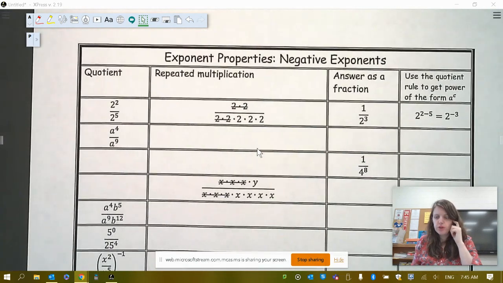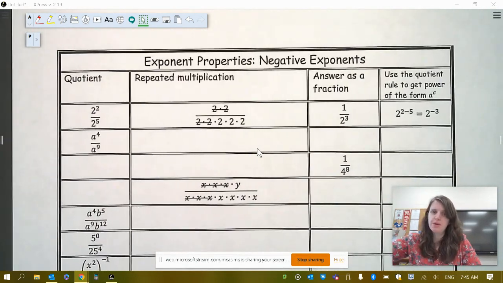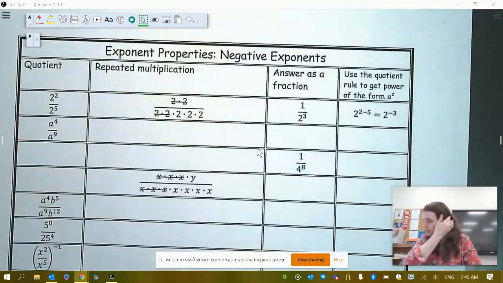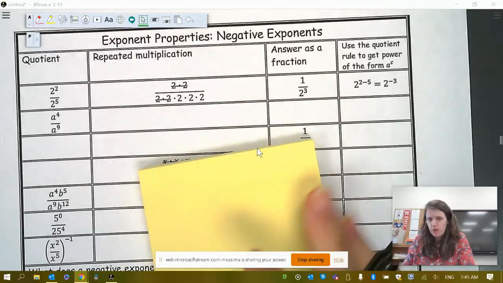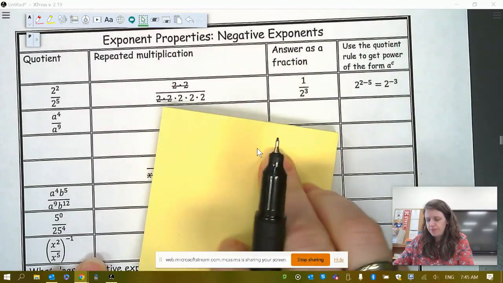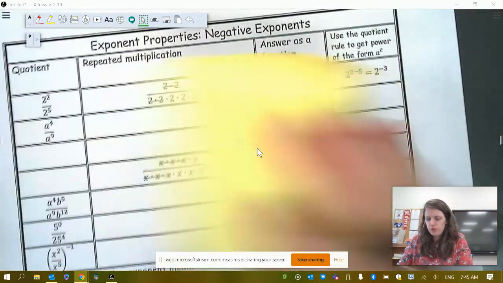Okay, guys, so we're going to continue and talk about properties of exponents, but this time we're going to talk about negative exponents. And you might be thinking, what the heck is a negative exponent? Well, let's think about what exponents are to start, right?